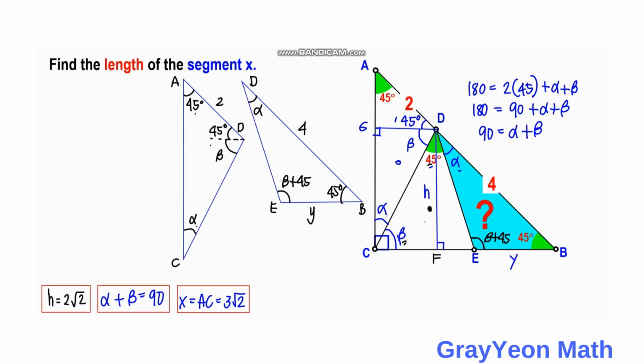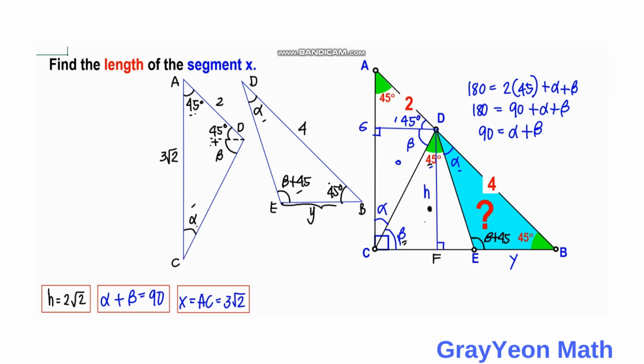Okay, so next I have isolated this triangle ACD and BED. Notice that they have the same interior angles. They both have alpha, a 45 degree, and this beta plus 45. This is beta plus 45. Also, we have calculated the length of AC, which is 3 square root of 2. Notice that from this pair of given sides, we can calculate the length of EB, or y.